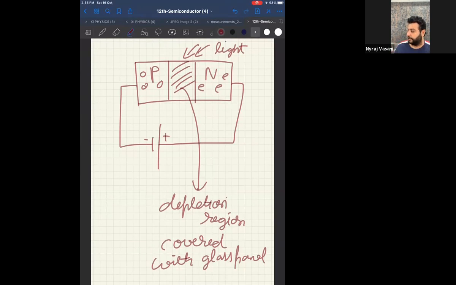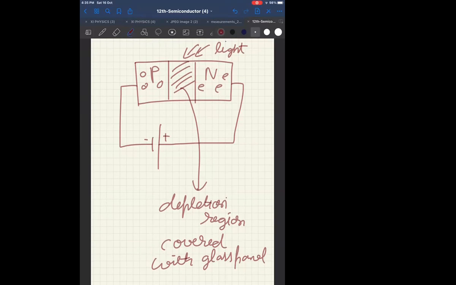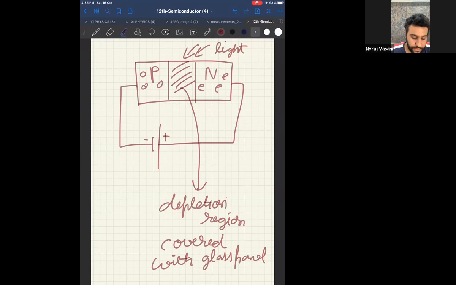Okay, I'll explain the logic once again. What is written after glass? Panel, panel.